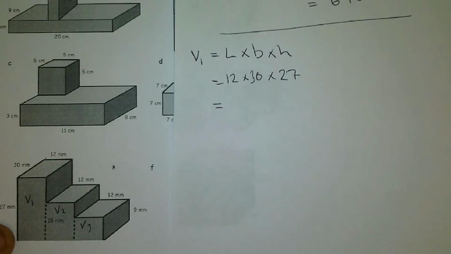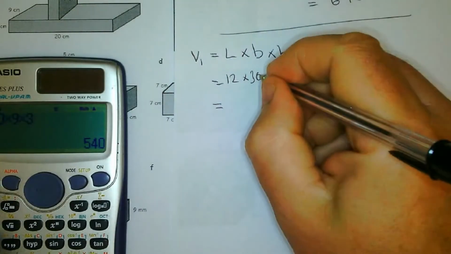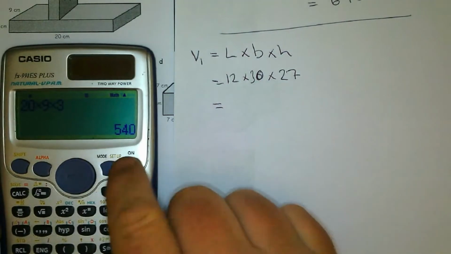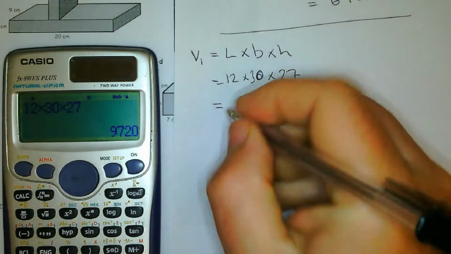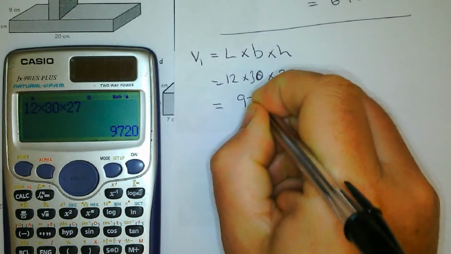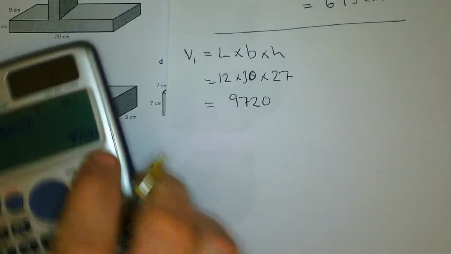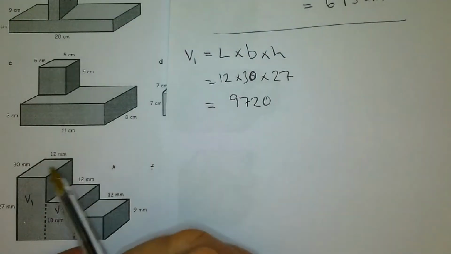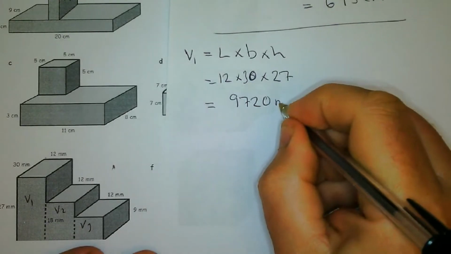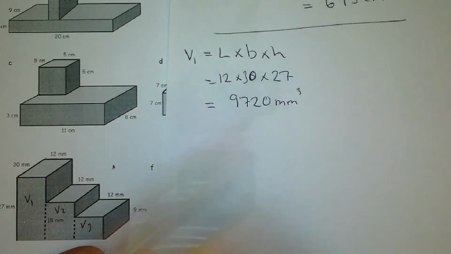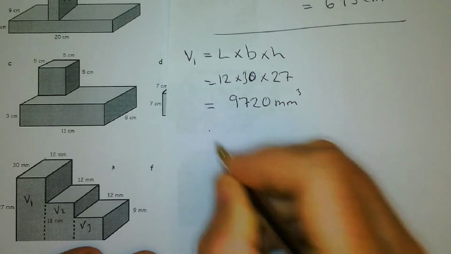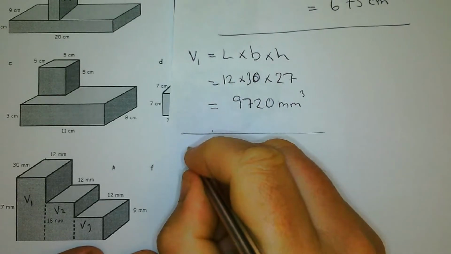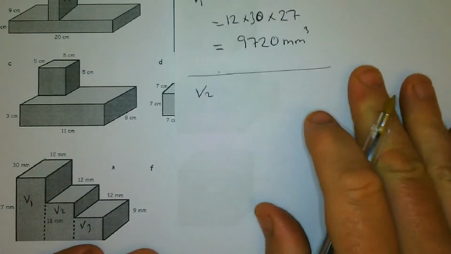Oh, I need a calculator for that, guys. So 12 times by 30 times the 27, and we get 9720. Okay, and that is millimeters. Okay, leave that. Volume 2. Let me move my paper up.